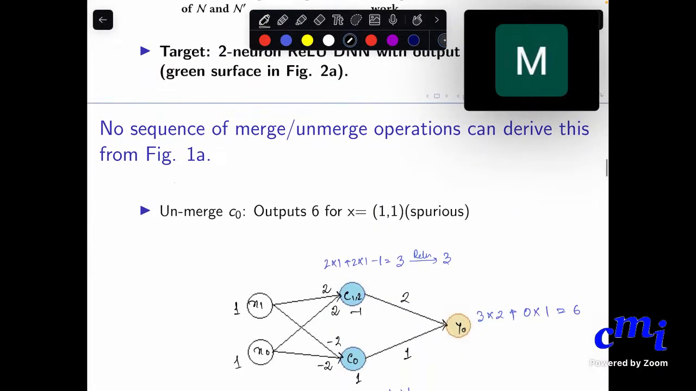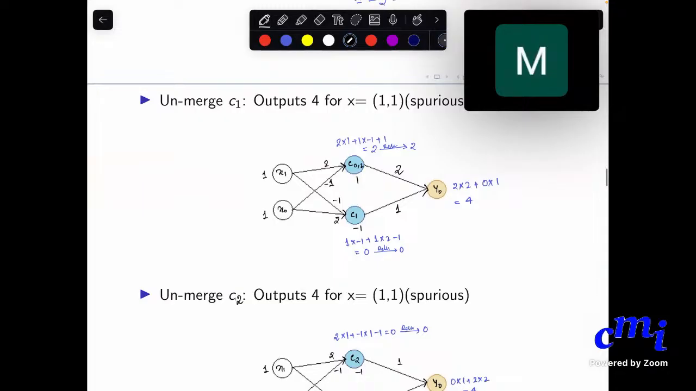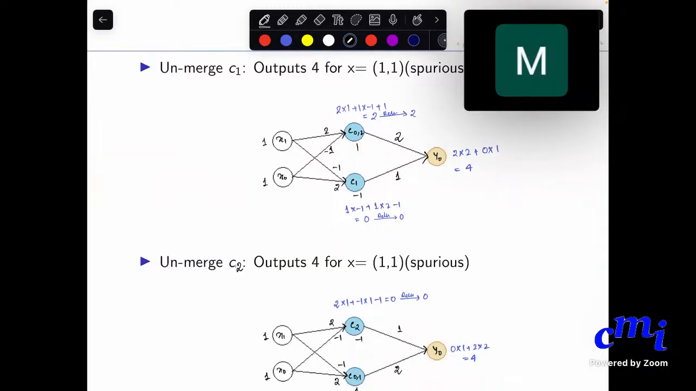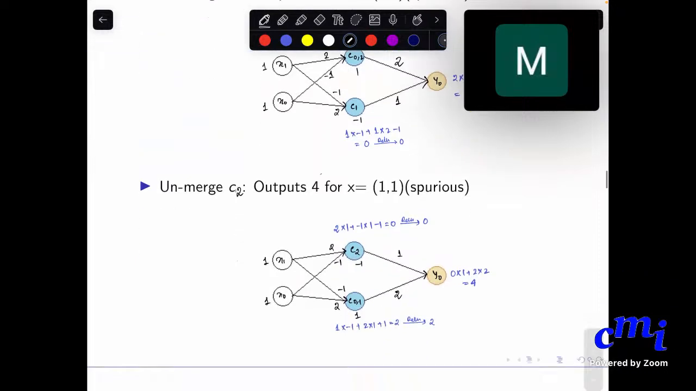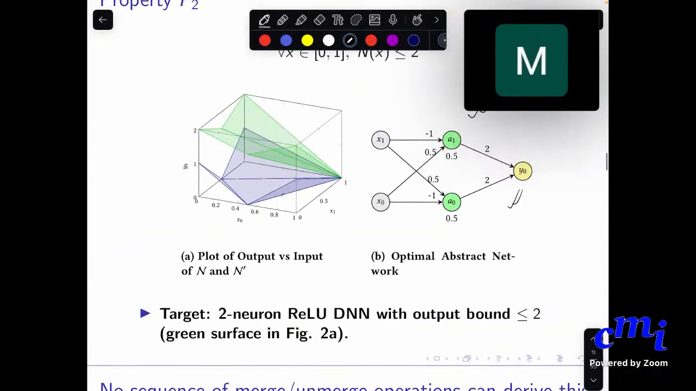So what if we unmerge C0? If we unmerge C0 and feed 1, 1, the output 6 will still be there, and this is a spurious example. Again, if I unmerge C1, the output is 4, and again it is spurious. If we unmerge C2, we see the output is 4 for the same input, and hence it is spurious. So in none of these ways could we come up with the optimally abstracted neural network that I just claimed we can come up with.